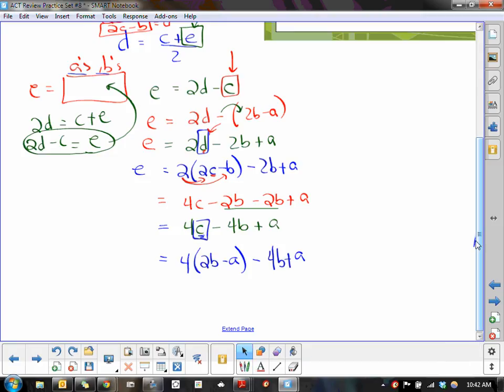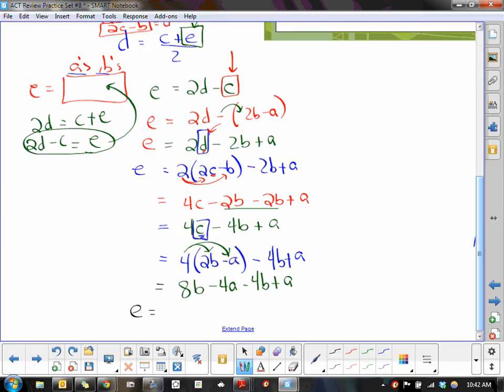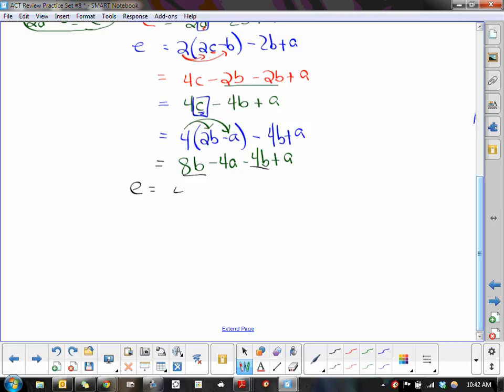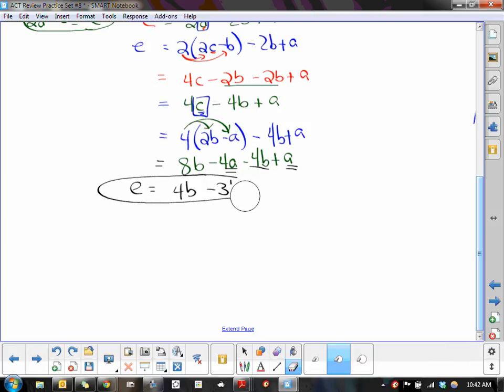We'll clean up just a little bit more of this equation. We'll distribute the 4. That means 8B minus 4A minus 4B plus an A. Collect the like terms, and E is going to have to equal 8B minus 4B is 4B, and a negative 4A plus an A is a negative 3B. So E, in terms of B, and I think I wrote a B and I wanted an A. I collected negative 4A and A, and that is a negative 3A. So there's our expression for E in terms of B and A.